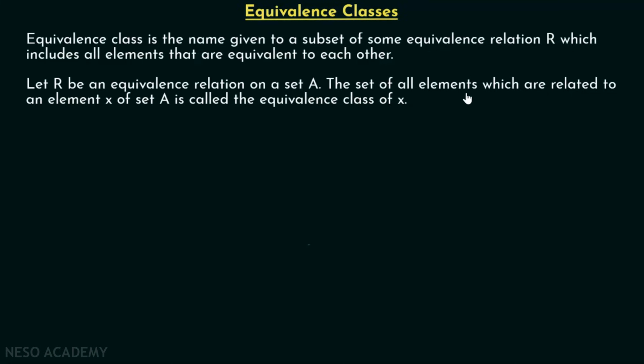Here we are talking about the set of all elements which are related to an element X of set A. Let's say we have selected some element X and we are interested in finding all those elements which are related to this particular element. Then the set of all elements which are related to this element X is called the equivalence class of X. And the equivalence class of X is denoted by square brackets, within which I have written X. This is nothing but the set of all Y such that (X, Y) belongs to R. This means that X and Y are related. This is the equivalence class of X belonging to A.